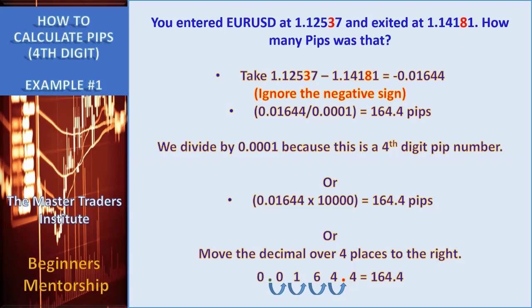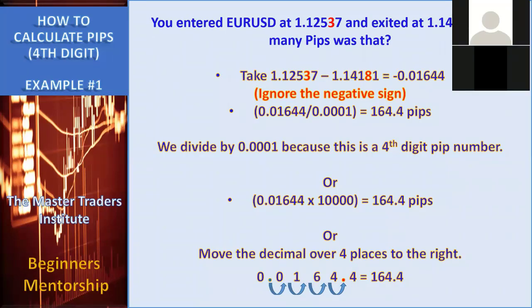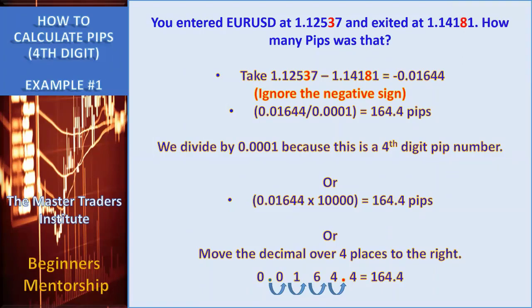So if I tell you to determine a 50 pip movement from 1.12537 to the upside, what it means is that I need you to add 50 pips to 1.12537. If you do that, you are going to get 1.13037.